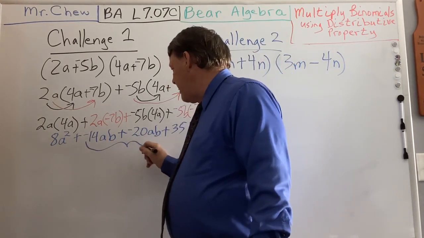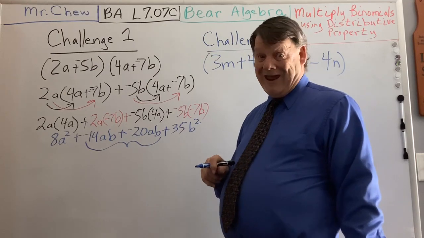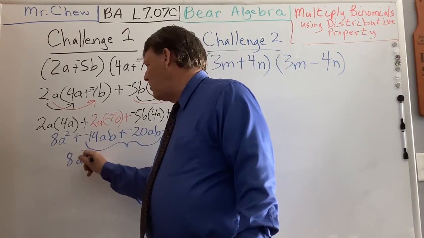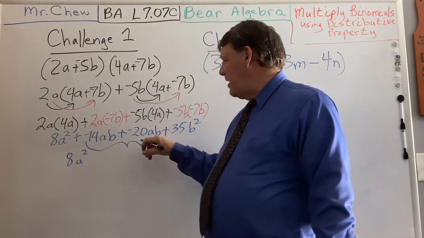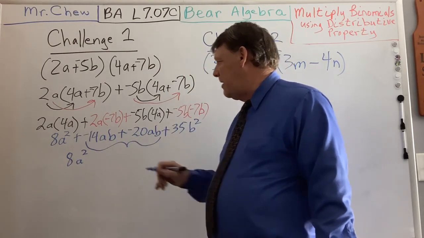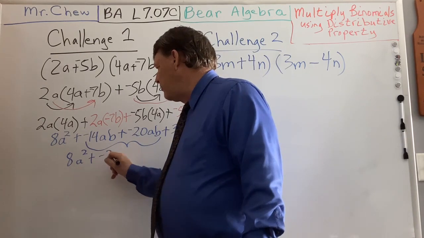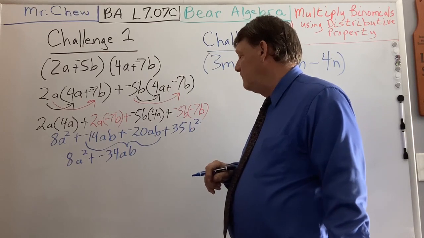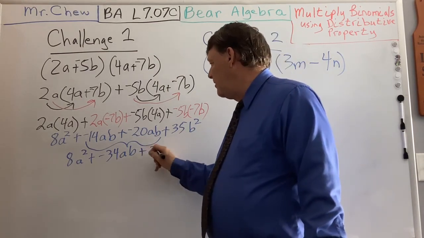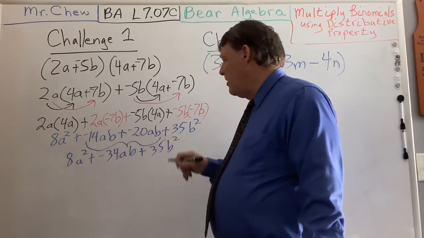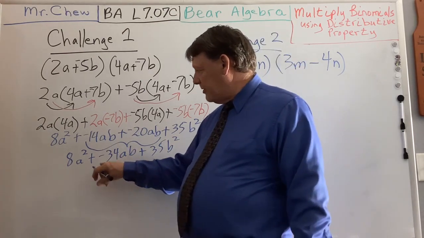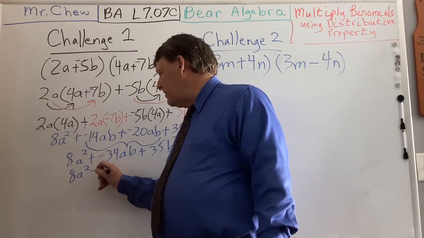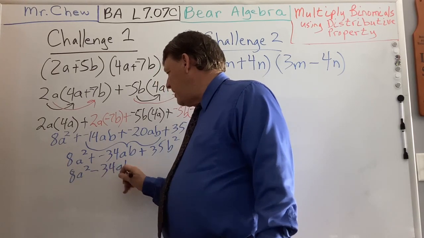Right here are like terms. They can be combined. So the answer is going to be 8a squared. Negative 14ab plus negative 20ab is negative 34ab plus 35b squared. And remember, most books will write plus negative in your final answer as minus 34ab.